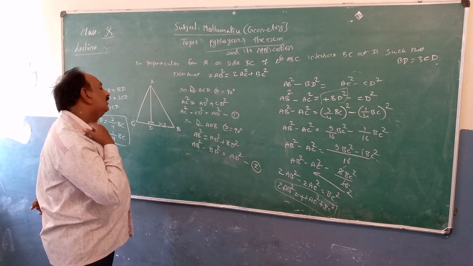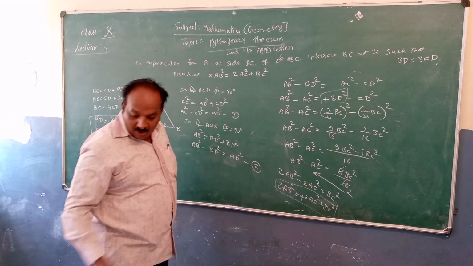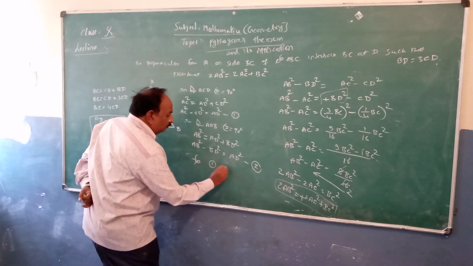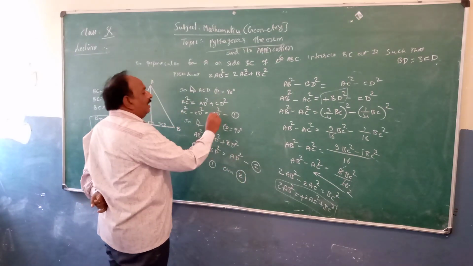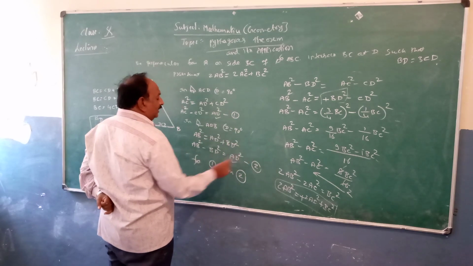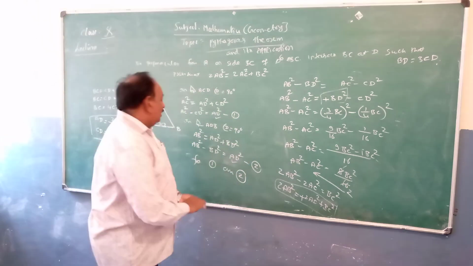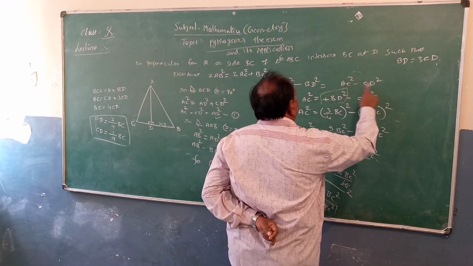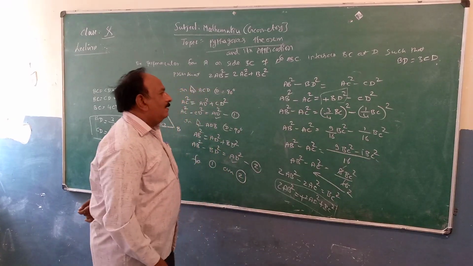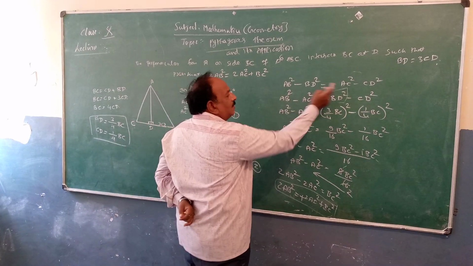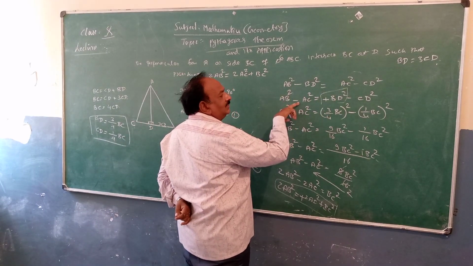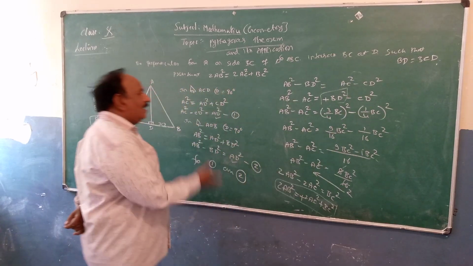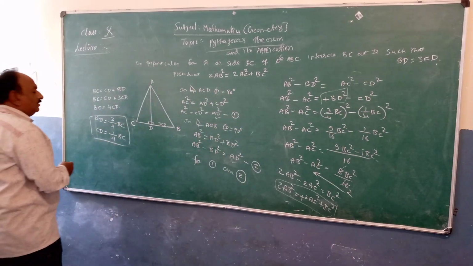From 1 and 2, the RHS is AD square. Coming to LHS, AB square minus BD square is equal to AC square minus CD square. AB square as it is, plus BD square on this side, minus AC square. AB square minus AC square.